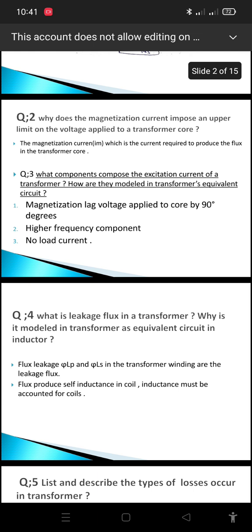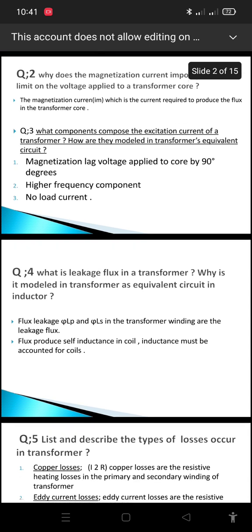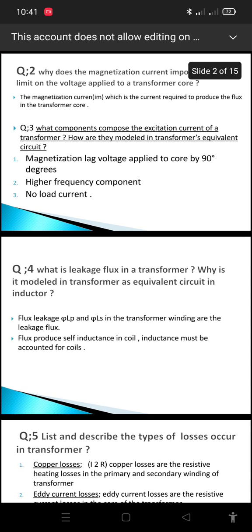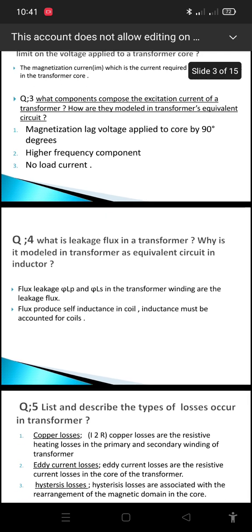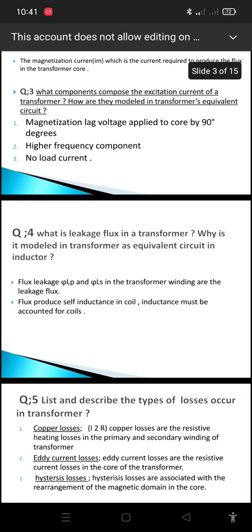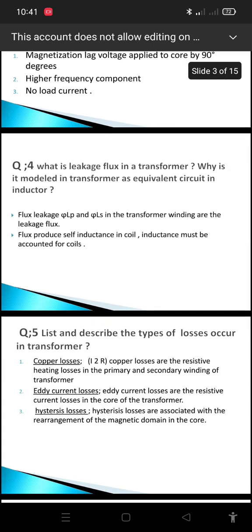What is the leakage flux in a transformer? Why is it modeled in the transformer equivalent circuit as an inductor? The leakage fluxes, phi LP and phi LS, in the transformer windings are the leakage flux. This flux produces self inductance in the coils. Inductance must be accounted for in the coils.